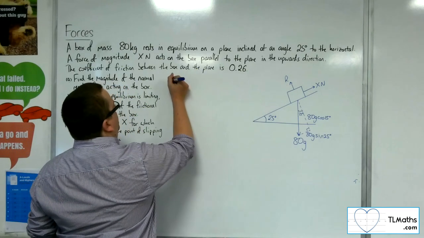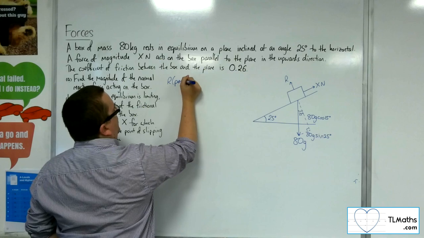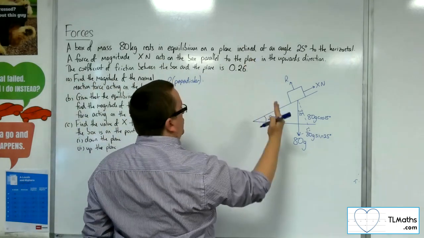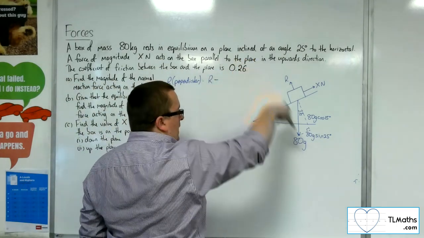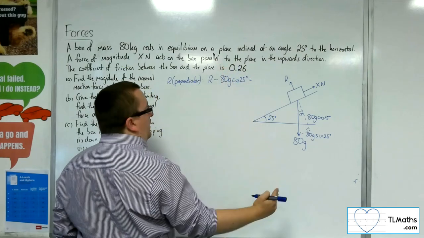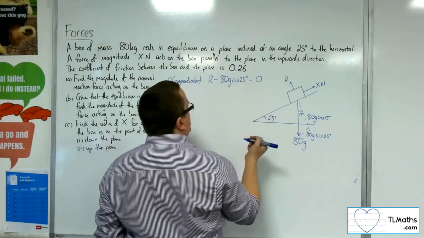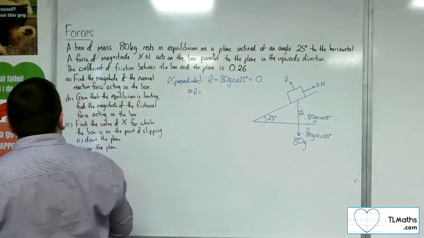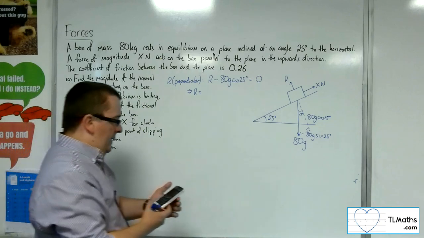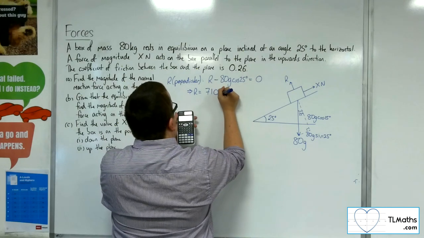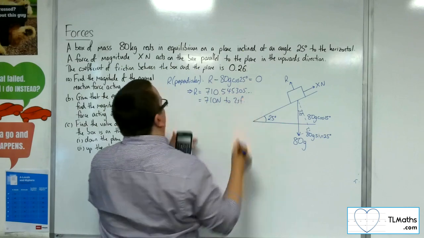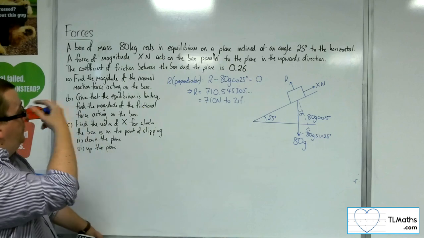Okay, so if I resolve perpendicular to the plane, then taking that direction as positive, I've got R, take away the 80 g cos 25. Now the box is not accelerating perpendicular to the plane, and so mass times acceleration will be zero. So the normal reaction force is 80 times 9.8, taking g as 9.8, times cos of 25, and that gets me 710.545305, so 710 newtons to 2 sig fig. Okay, so that's my normal reaction force, my answer for part A.